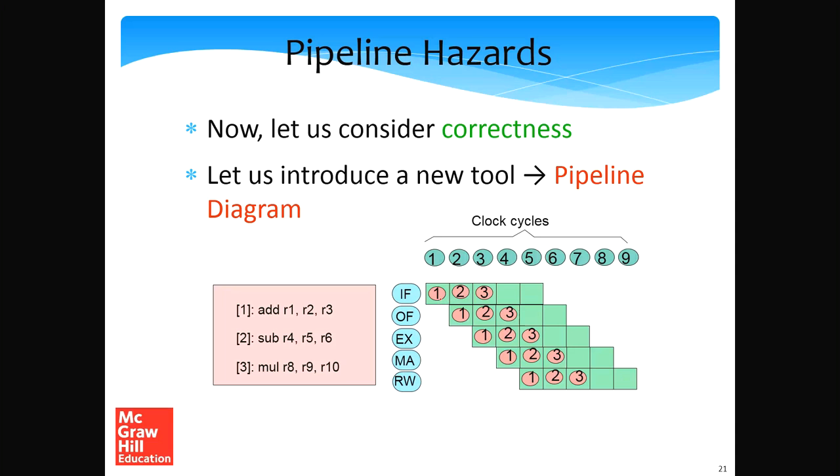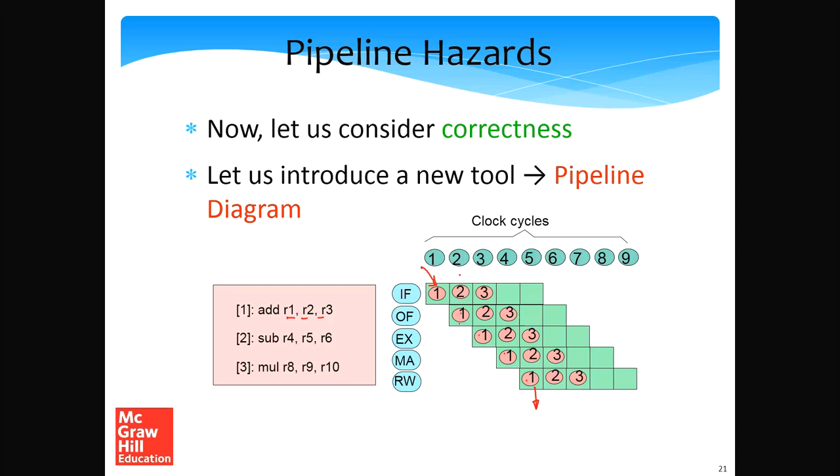If you see, there are these square shaped cells. What we are essentially saying is that instruction 1, which can be of the form add R1, R2, R3, enters the IF stage in cycle 1. Subsequently, it enters the OF stage in cycle number 2. It enters the EX stage in cycle 3, the MA stage in cycle 4, and finally the RW, the register write stage in cycle number 5, and then it exits the pipeline. So it finishes its execution and it completes.